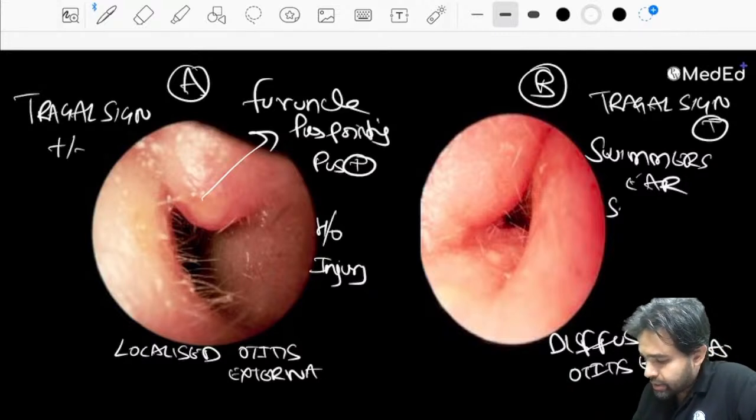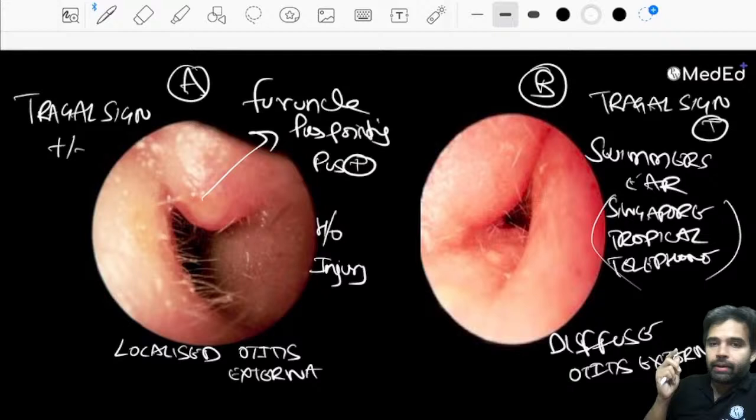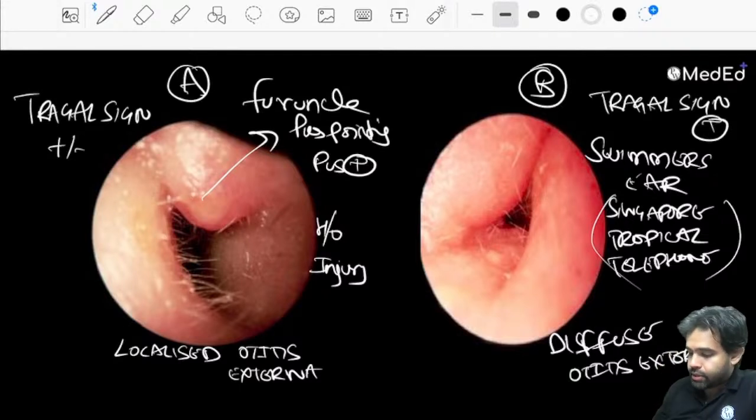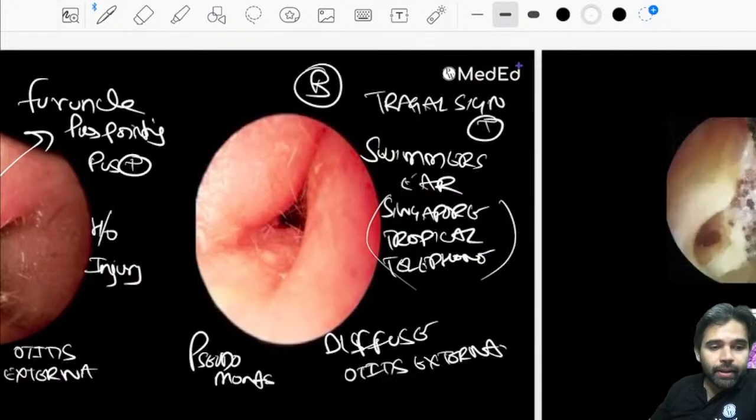Okay, so swimmer's, Singapore, tropical, telephone, many words for the same diffuse otitis externa. Okay, this is Pseudomonas, not even a real monas, and this is staph. Okay, so gram positive, so you give more of amoxicillin, that kind of thing. Here you'll give a little broader spectrum, cephalosporin, along with a wick that is placed inside, could be medicated, and then follow up and keep the ear dry in the second one.